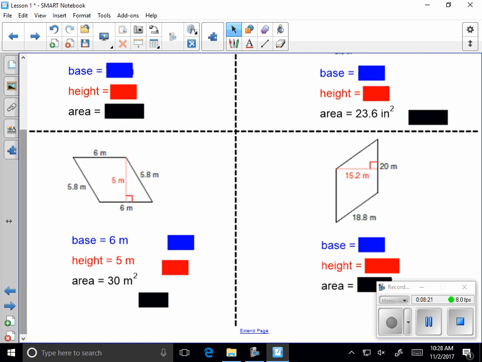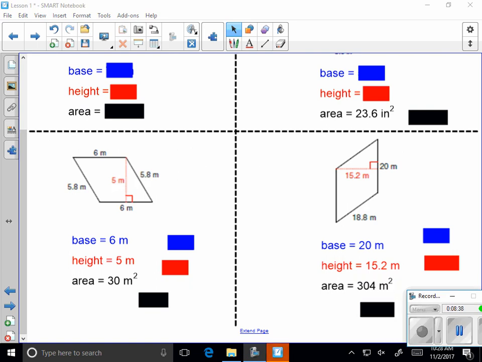Okay, and the third one, I can't really fool you there, but typically a kid will say, well, the base is 15.2 because it's flat, right? It's parallel to the ground. Well, your math won't come out any differently, but technically your base is 20, and your height would be that 15.2. And of course, you could use your calculator to find the area. Okay. All right. Let's pause this for a second.